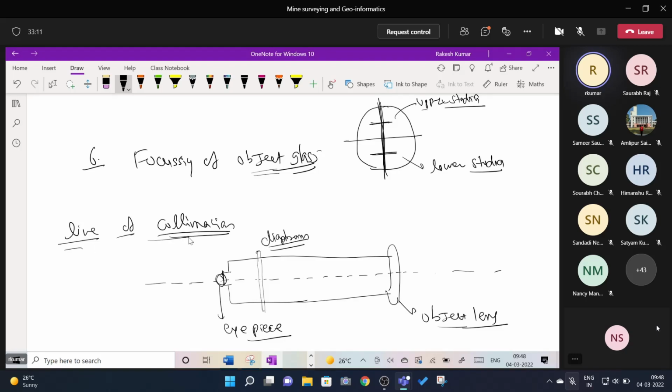Your line of collimation should be parallel to which axis? Horizontal axis of the telescope. Yes, the horizontal axis of the instrument should be parallel to the line of collimation. Otherwise, what will happen? Your instrument has some error. Your horizontal axis is like this, so there will be a problem. This error will arise. So these are the things you should remember. For every instrument, the line of collimation concept is there.